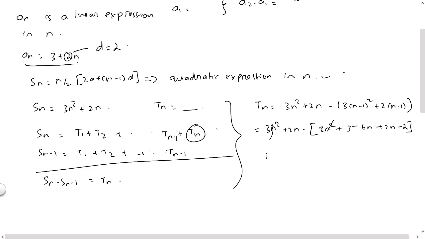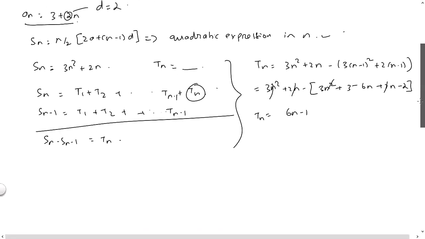3n square will get cancelled. So in fact 2n and 2n also will get cancelled. So what we will get is this is 6n plus 1 minus of that, so 6n minus 1. So you can see that the nth term is given by 6n minus 1. This is the first property.